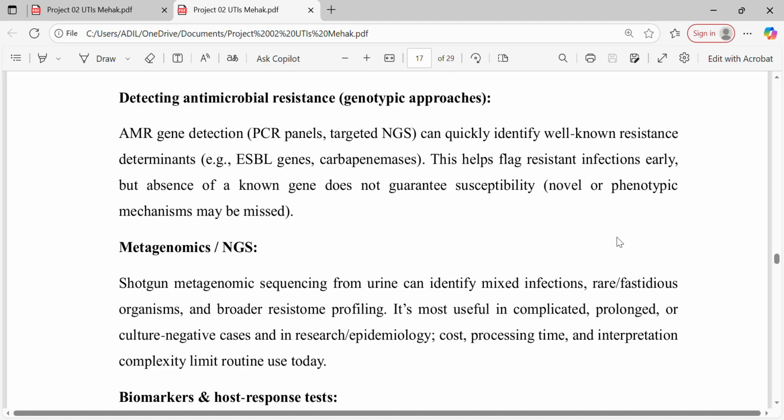Detecting antimicrobial resistance: genotypic approaches. AMR gene detection by PCR panels and targeted NGS can quickly identify well-known resistance determinants. This helps flag resistant infections early, but absence of a known gene does not guarantee susceptibility.